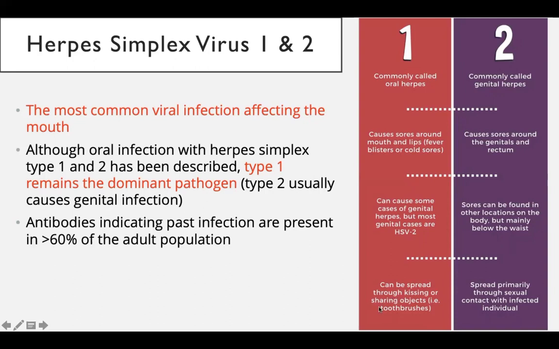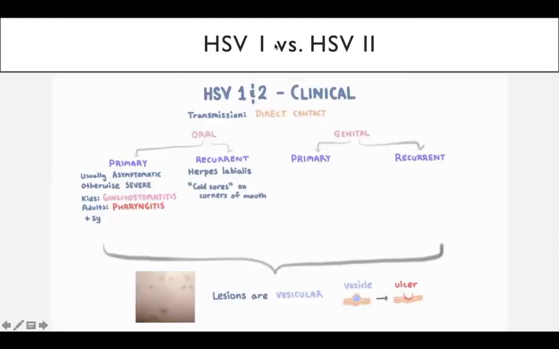Oral herpes can be spread through kissing or sharing objects: saliva, kissing, toothbrushes, glasses, drinks. HSV2 spreads primarily through sexual contact because it's towards the genital area. So that's how you remember: oral is spread by kissing, saliva, sharing objects; type 2 is primarily spread by sexual contact. So for HSV transmission, again, oral and genital. Oral we have primary and recurrent, and genital we have primary and recurrent.